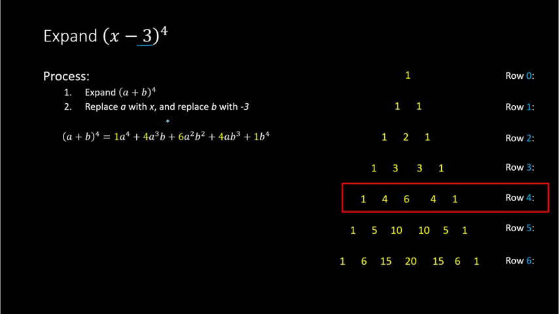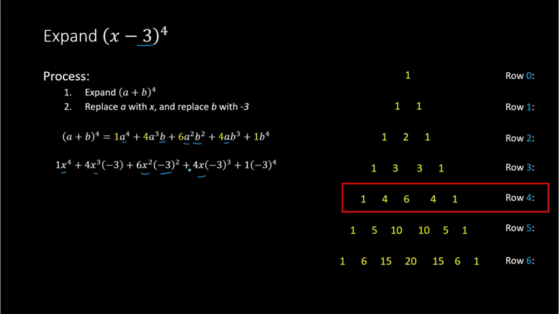Now to finish off, we can replace the a with x and the b with negative 3. Anywhere you see an a, you put x. Anywhere you see a b, we put a negative 3. So that's what we see right here. Instead of a to the 4th, we have x to the 4th. Instead of a cubed, we have x cubed. Instead of a squared, we have x squared. Instead of a, we have x. And then for b, we put a negative 3.